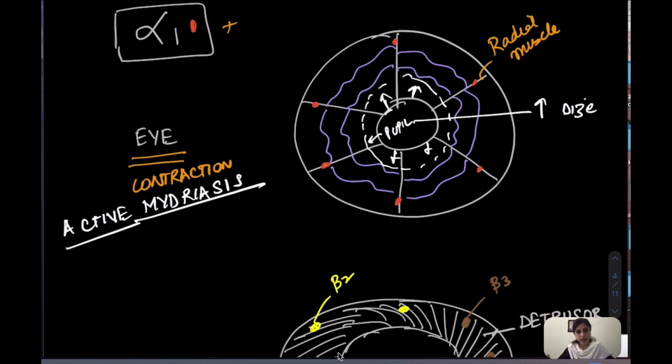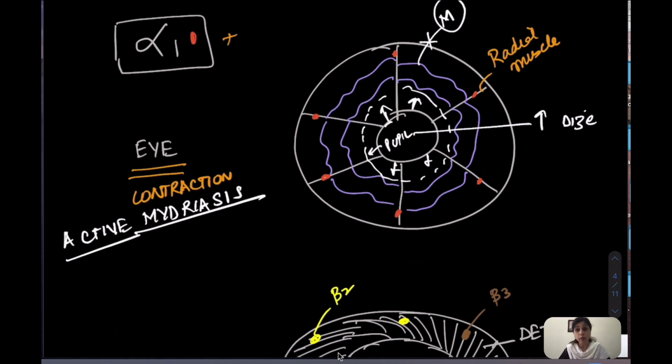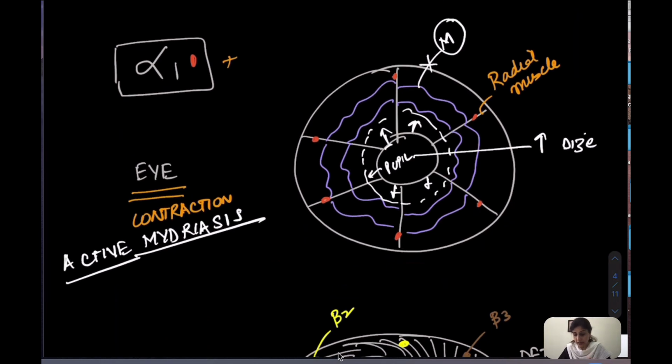On the other hand, these are the circular muscles, and there we have the muscarinic receptors present. If a drug blocks the muscarinic receptors, then there is going to be unopposed action of the alpha 1, so there will also be mydriasis, okay? So the anti-muscarinics block the muscarinic effect, because the muscarinic effect leads to meiosis.